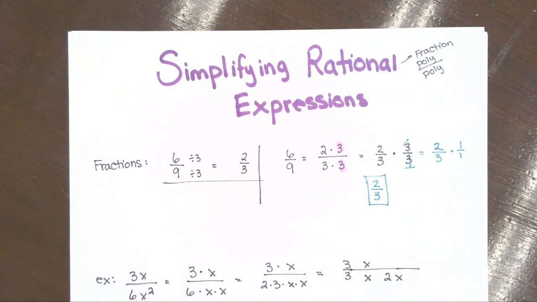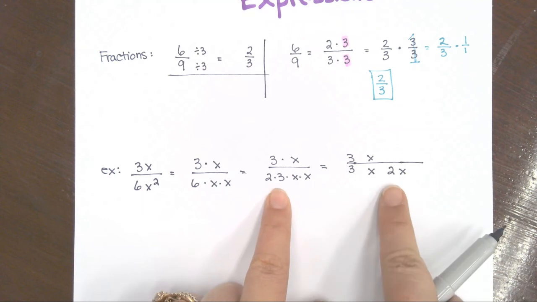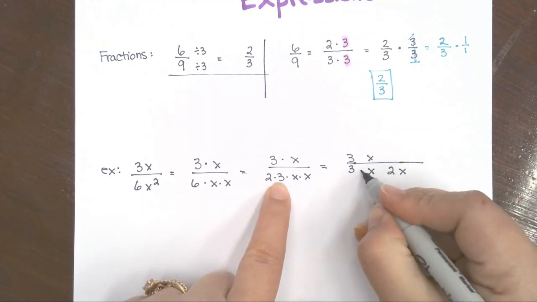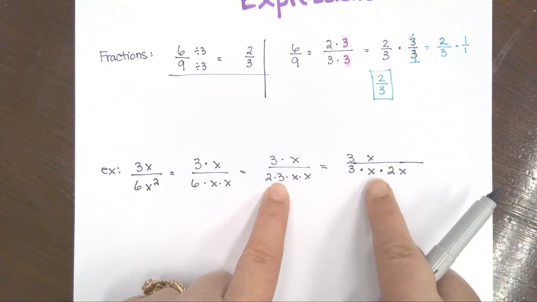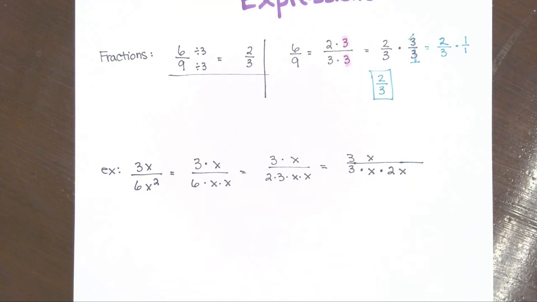All I did in this example, from here to here, is rearrange my numbers. 2 times 3 is still the same thing as 3 times 2. x times x is still x times x. So I just rearranged it. Now we can see we have a 3 divided by 3, and we have an x divided by x.